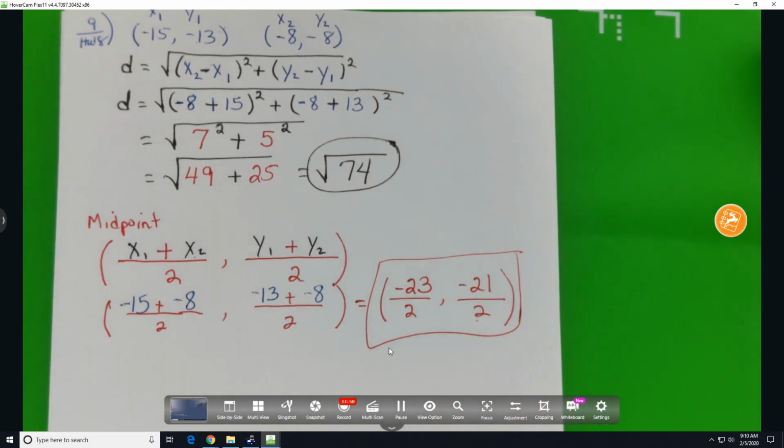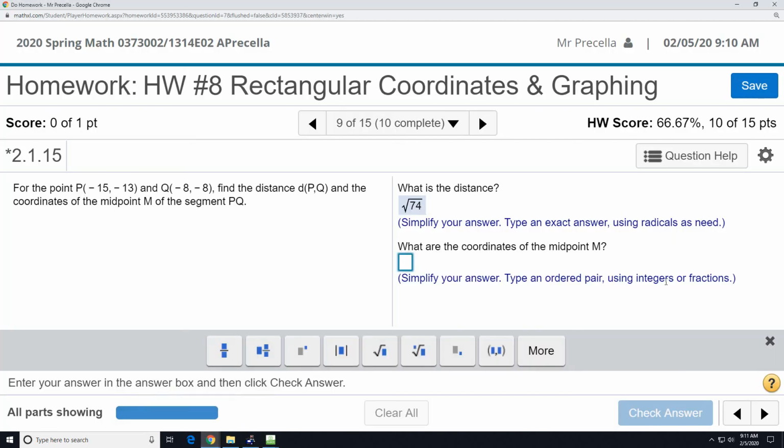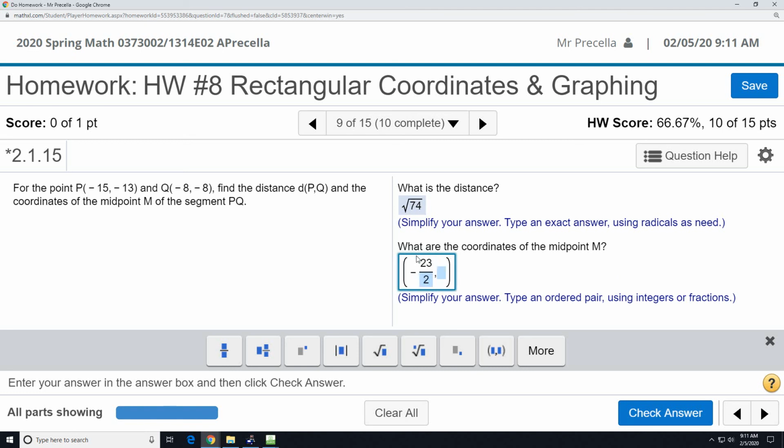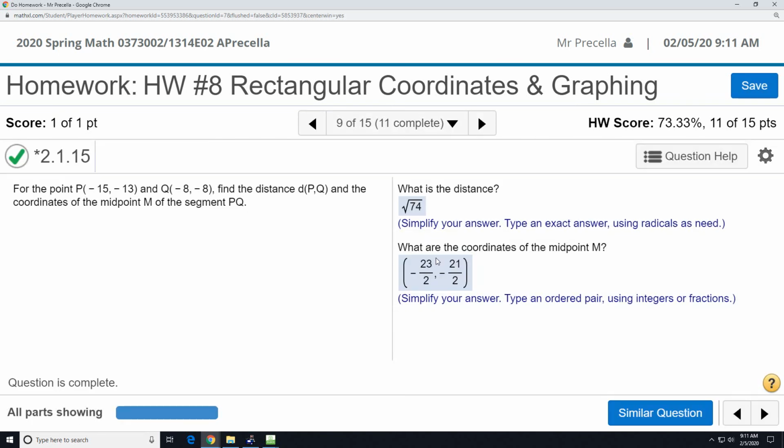So we come over here. Make sure you put parentheses. Heck, I'm going to use something I don't normally do. I'm going to use this little button here. My ordered pairs. What was that first one? A negative 23 over 2. And a negative 21 over 2. Any questions there? That wraps up.